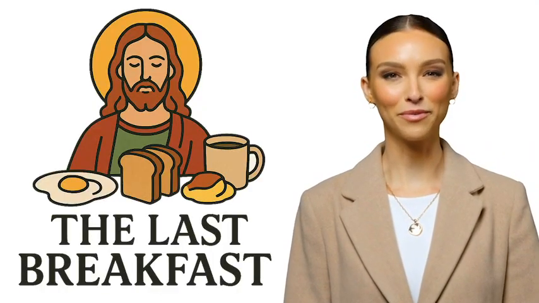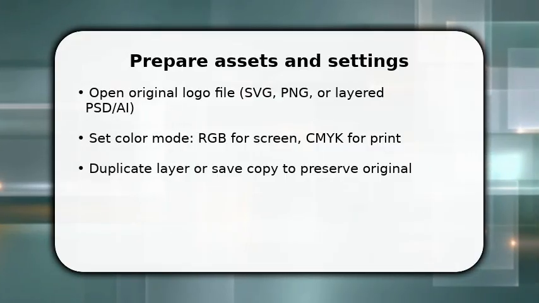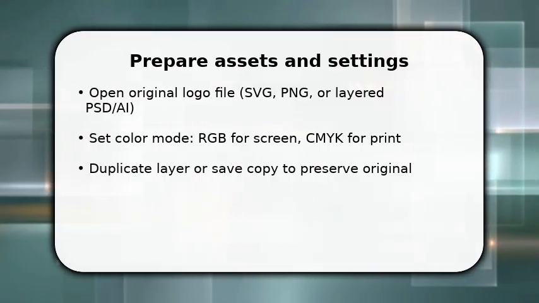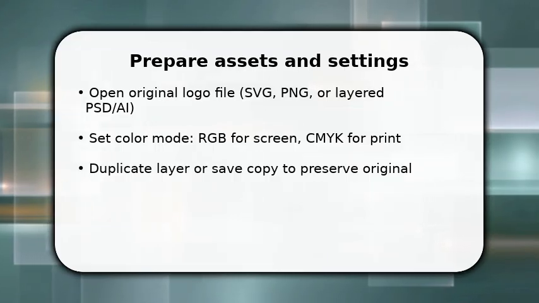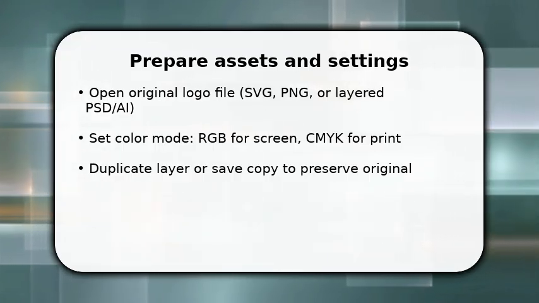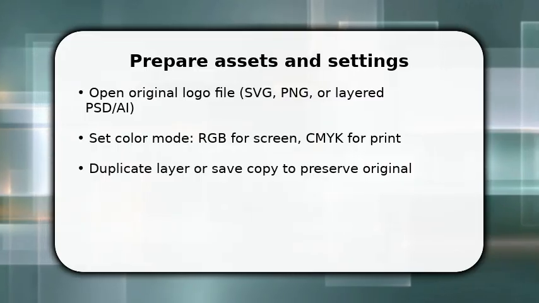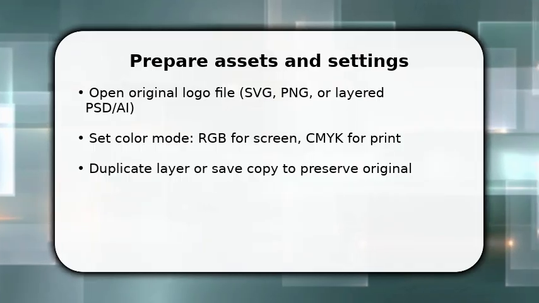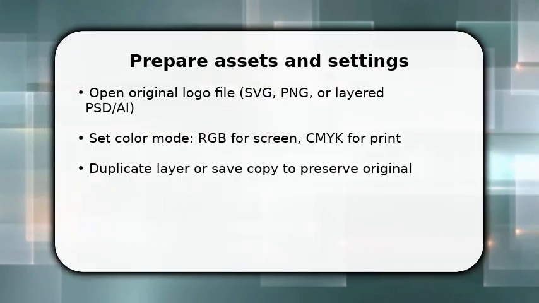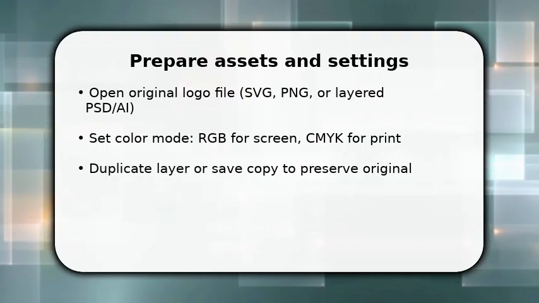Please enjoy the video. You start by opening the logo file and working on a copy to avoid losing the original. Once done, confirm color mode. Use RGB for screen or CMYK for print, because inversion behaves differently in each. Make sure layers are unlocked and flattened only on a working duplicate. This lets you test options non-destructively.